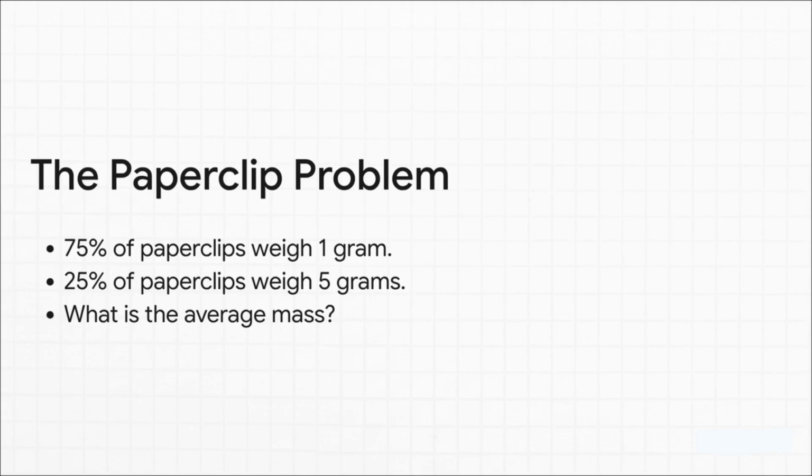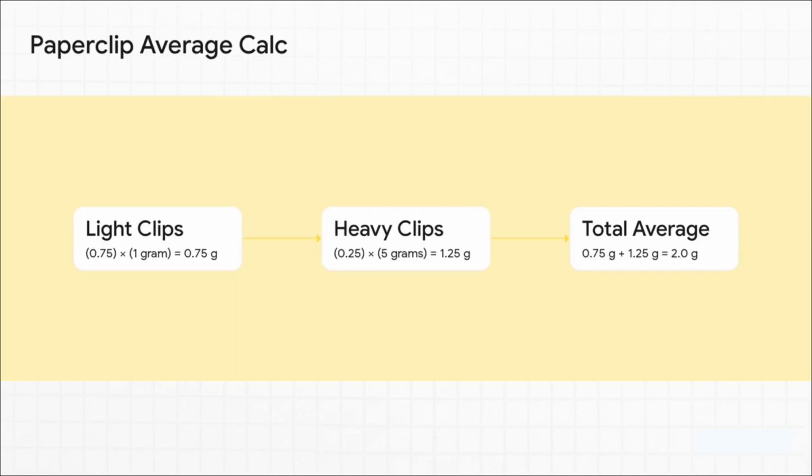Now, most of them, let's say 75%, are just your standard 1-gram paper clips. But the other 25% are these heavy-duty ones that weigh 5 grams. So what's the average weight? You can't just do 1 plus 5 and divide by 2, right? Because they're not 50-50. We need what's called a weighted average. Let's look at how that works.